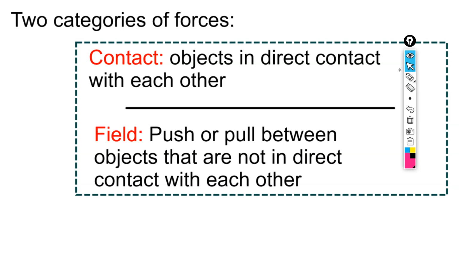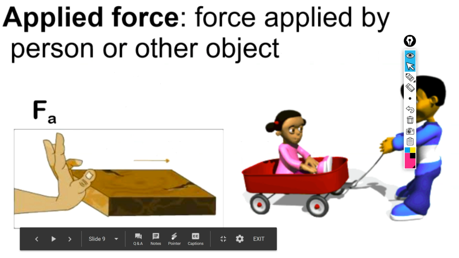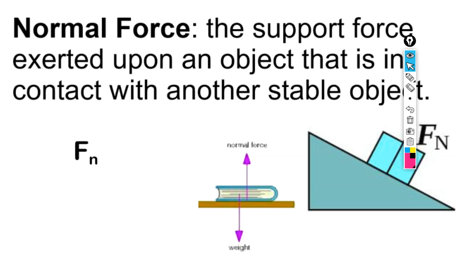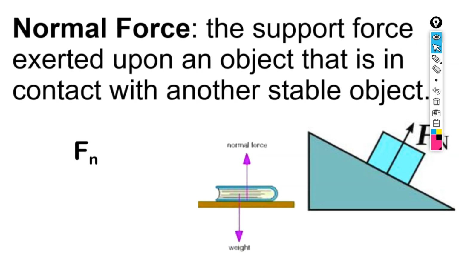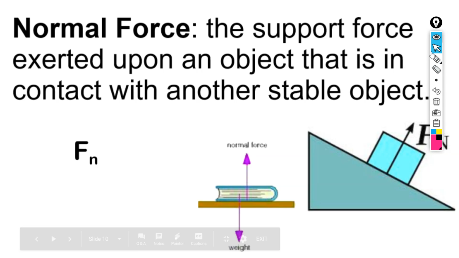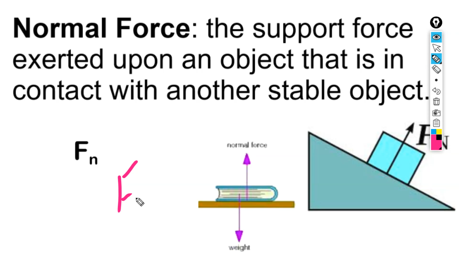Examples of contact forces are applied force. When a force is applied by a person or other object on another object, that is applied force and is abbreviated F sub A. Normal force is the normal, stable, supportive force exerted on an object that is in contact with another stable surface like a chair, table, ramp, etc. And the symbol is F sub N for normal force.